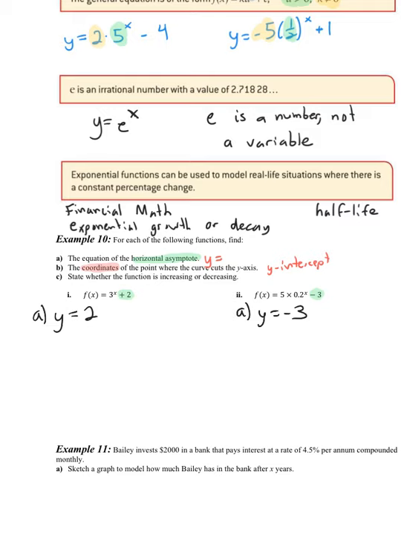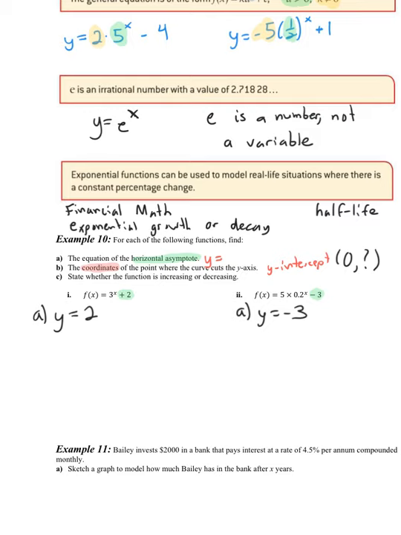Where were we? So we finished the horizontal asymptotes. Now finding the y-intercept. Y-intercept ordered pairs are always going to be written as 0, comma something. So that means we need to plug in 0 for the x value. So 3 to the 0 plus 2.